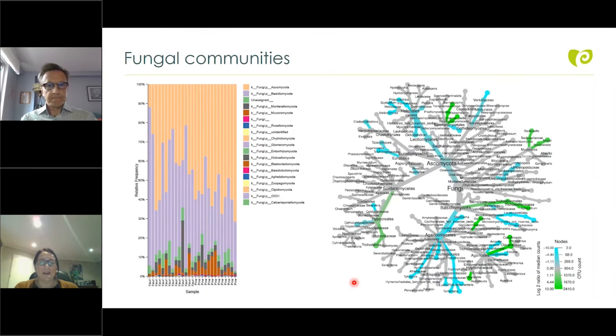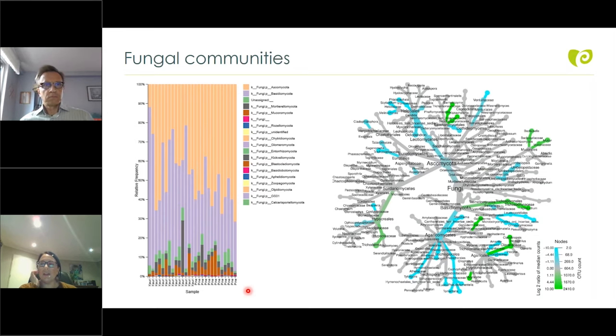Right. So on this side here, we have the relative frequency of the fungal taxa that we saw. It's a little bit small, but basically on this side, we have the soil taken under the Kauri forest, and on this side, we have the soil taken under the pine forest. There were a total of 18 fungal phyla in these soils, with probably about 5% that were unassigned.